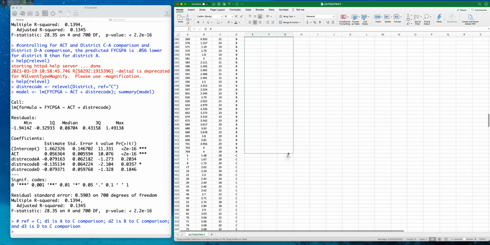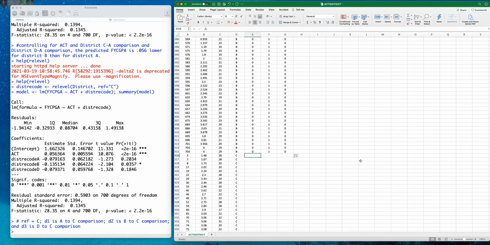Again, I think this is the easiest way to do this. What will C be? Well, C is going to be all zeros, because we don't have a C to C comparison.